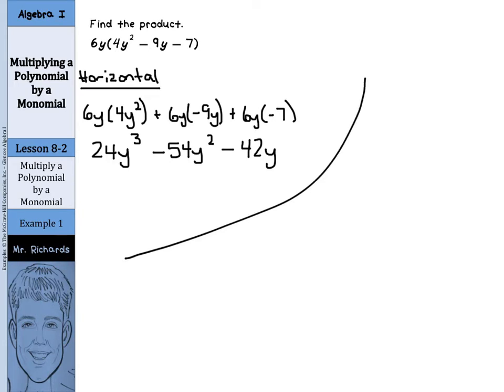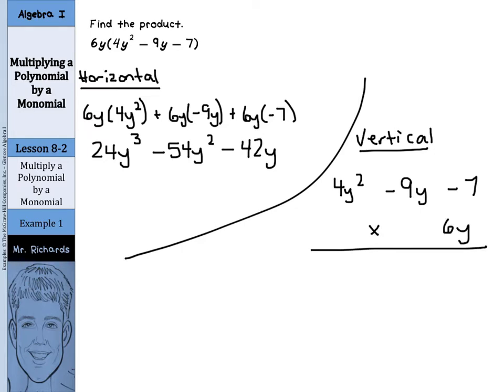Now I said there were two ways, and the second way is a vertical method, where we'll set up the inside of the parentheses, the longer part here first, 4y squared minus 9y minus 7. And what are we multiplying that by? Well, 6y.